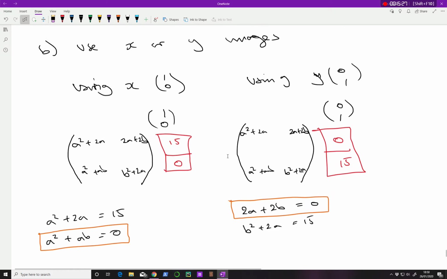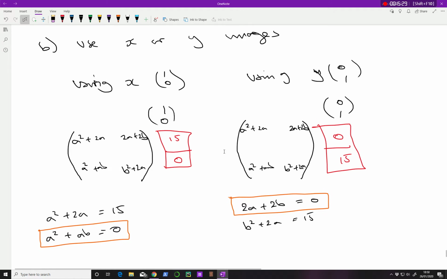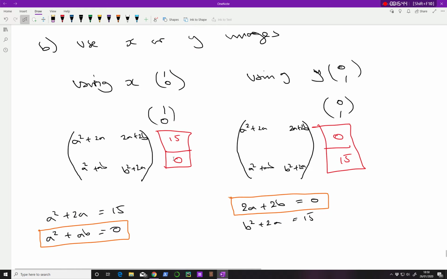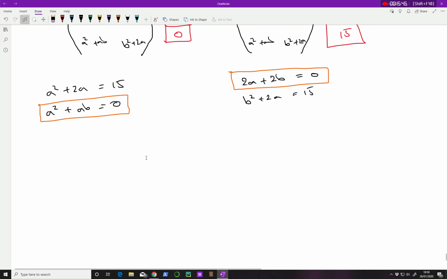Now, there's two ways we can now solve for a and b from this point forward. Remember, I have not used the determinant yet. I will use the determinant later. Here, I'm just going to simply use algebra. I can use either the x side or the y side. It doesn't really matter. All I need to do is solve one, and then solve for the other.